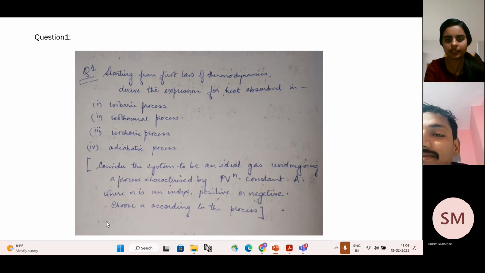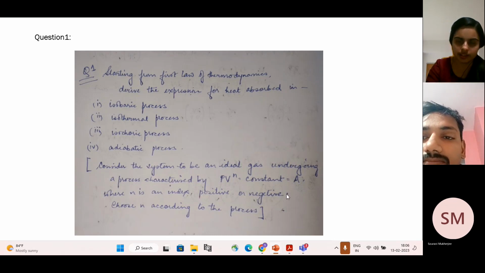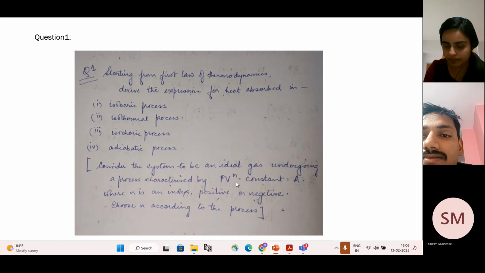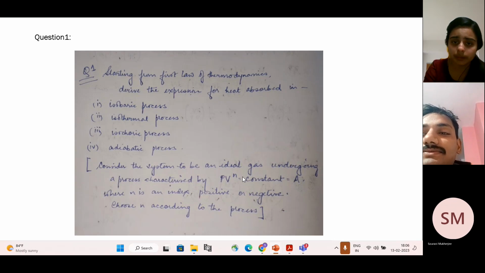Okay, so let me tell you then. Here we want P equal to constant for an isobaric process. That means if n is set to 0, anything to the power 0 is 1, right? So then this will be P equal to constant. So for an isobaric process, we will have n equal to 0.